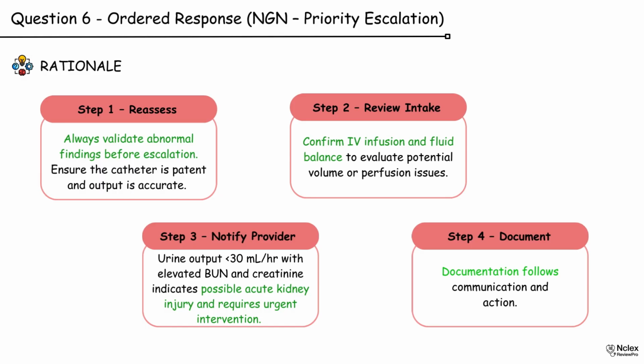This client is receiving a steady infusion, yet urine output continues to drop, and the labs support a real perfusion problem. A blood urea nitrogen of 35 and a creatinine of 1.8 are both elevated. Now the client is producing less than 30 milliliters per hour. That combination matters. Once you confirm and analyze, you escalate. That is step 3. Notify the primary healthcare provider, because this pattern suggests acute kidney injury and needs urgent intervention. Then, and only then, you document. Documentation is essential, but it never comes before patient assessment and urgent communication.